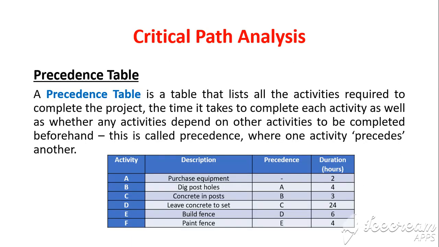Right, we're going to start off by talking about a precedence table. A precedence table is a table that lists all the activities required to complete the project, the time it takes to complete each activity, as well as whether any activities depend on other activities to be completed beforehand. This is called precedence, where one activity precedes another. Here's an example of a precedence table.